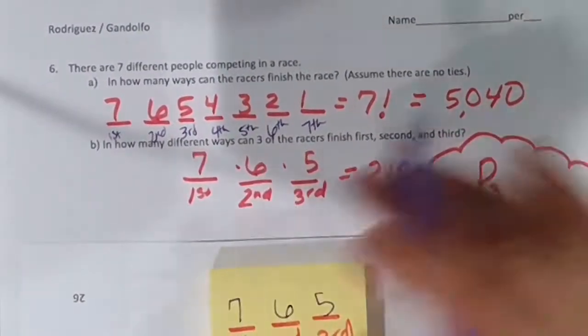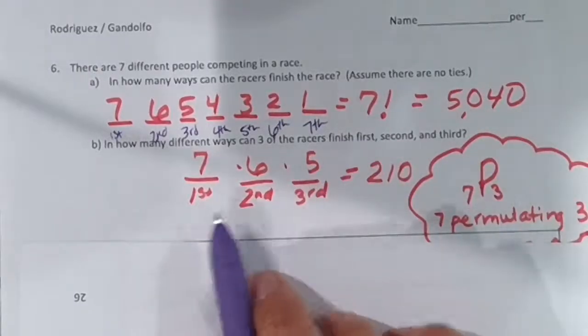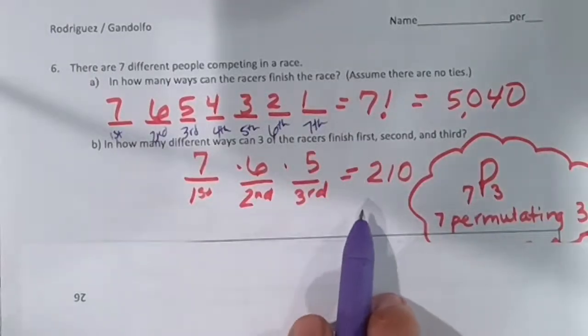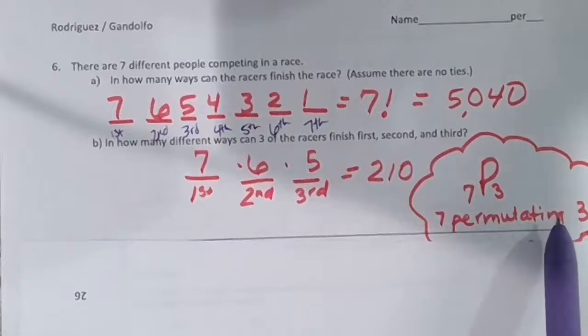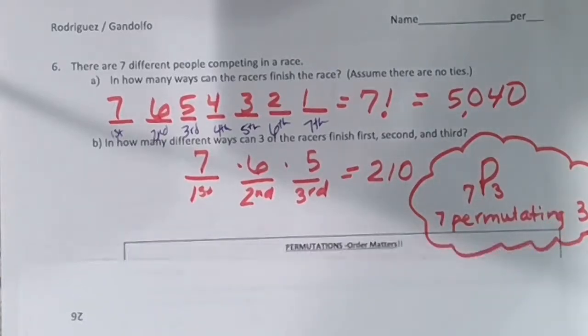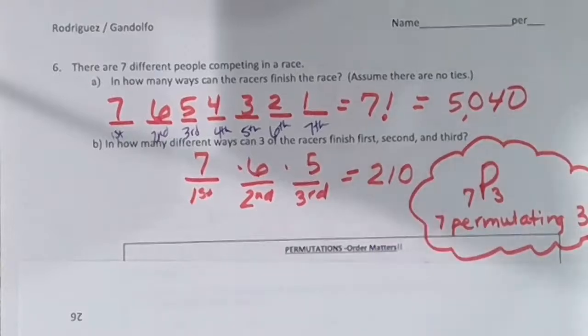Okay, go ahead, write that down. Plug that into your calculator. 7 times 6 times 5, 210. There is a new rule. A new rule is a permutation. So write this down. 210, that's your answer, 7 times 6 times 5.